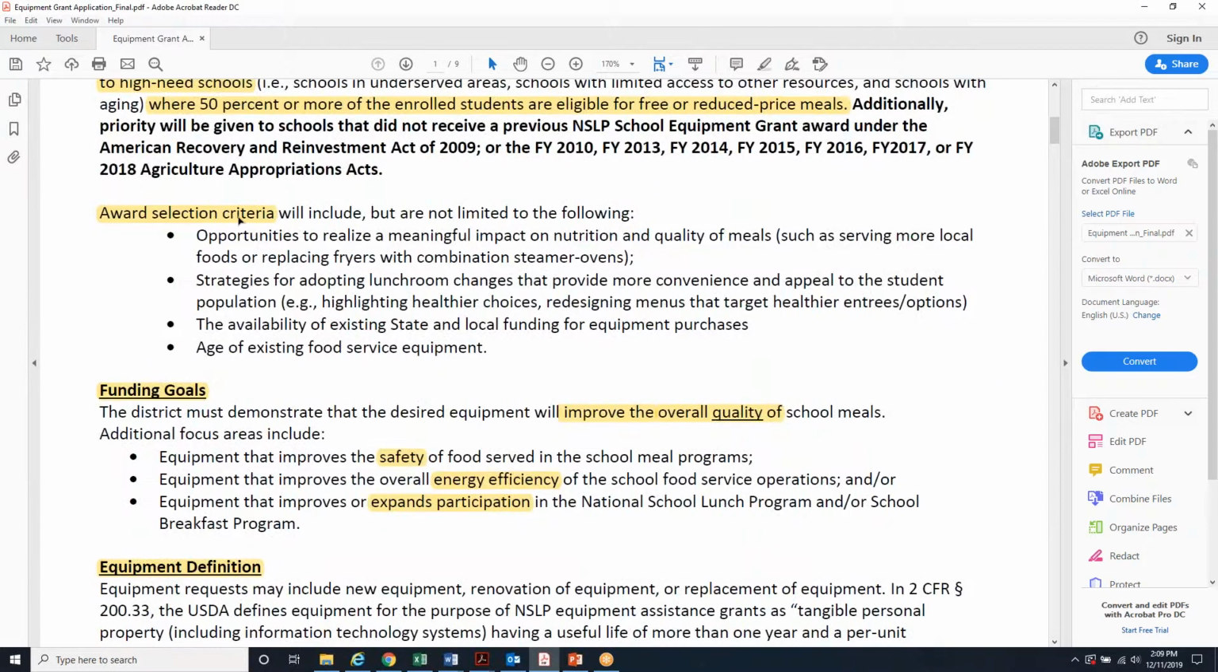Then the award selection criteria and funding goals. These are key things. Sometimes it's called the grant purpose or the grant goal or criteria, but you want to make sure that your application is aligned with these things, because this is what the whole purpose of this grant is for. So you'll see it really impacts the overall quality of school meals. And that's defined as improving the safety of food served, or the overall energy efficiency of the equipment, or how this equipment is going to help expand participation in the school lunch program or breakfast program.